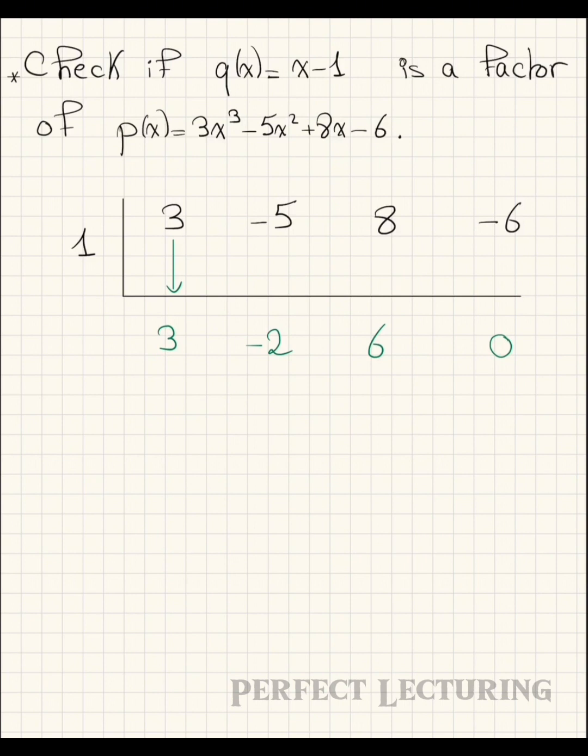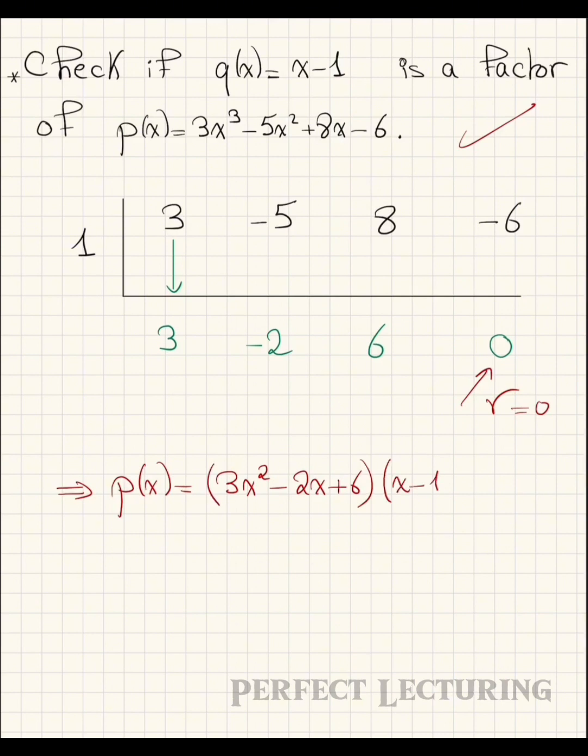And as you can see here in this example, the remainder is 0, and I simply write it as p of x equals to the quotient, which happens to be 3x squared minus 2x plus 6, multiplied by the divisor, which is x minus 1, and there is no remainder because it's just 0.